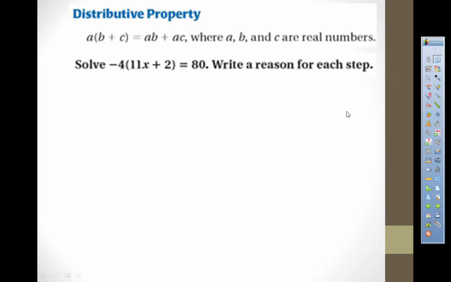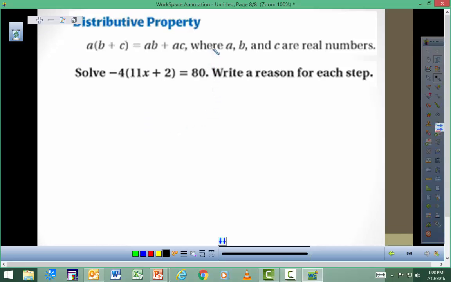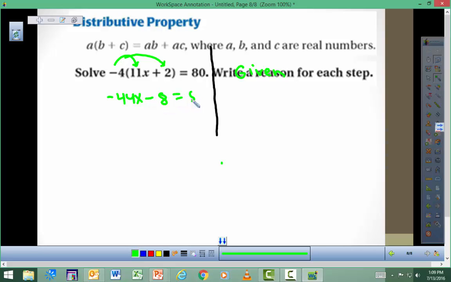Okay, let's try another problem. Alright, so here's another problem, and once again what we're going to do is write our reasons. And so on the right side we're going to write the reasons. So this problem was given to us, so normally what we'd do is we'd write down, oh, well, this step right here, this problem was given to us. Okay, so we're going to say it was given. Alright, but the next step, what I would do is I would use the distributive property right here. I would multiply these two numbers by this -4, and so the -4 times 11x gives me negative 44x, and -4 times 2 is -8, and then I have this equal sign 80.